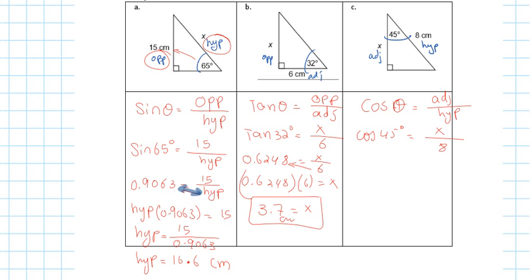Now what do I do to find x? Multiply. So what's cosine 45? And then now you're going to multiply the 8 by the 0.7. 6 what?